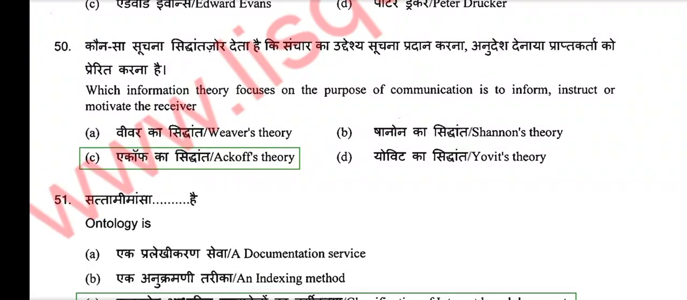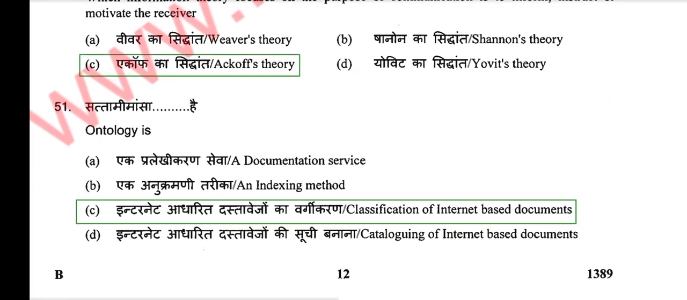Question number 50, which information theory focuses on the purpose of communication is to inform, instruct or motivate the receiver? And the correct option is Ackoff's theory. Let's move to the next question, that is 51. Ontology is classification of internet based documents. The correct option is C.